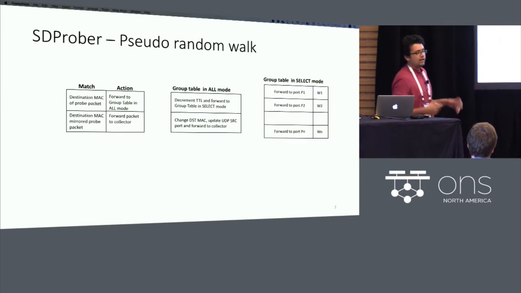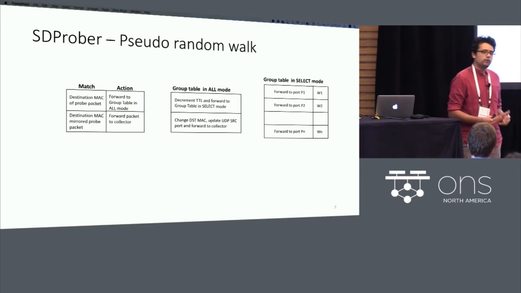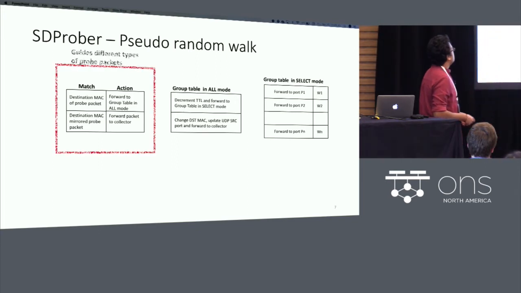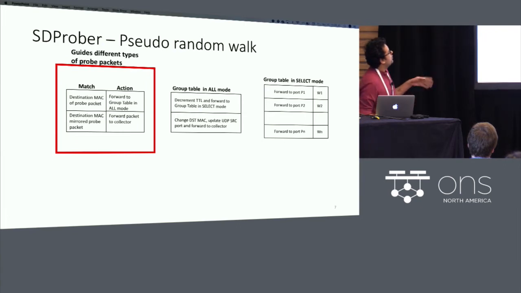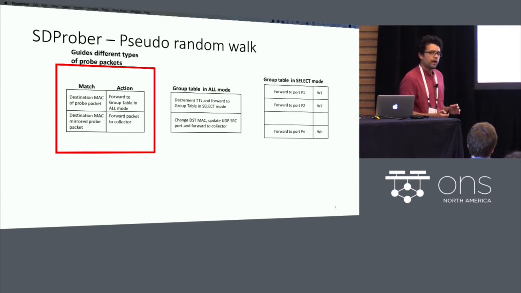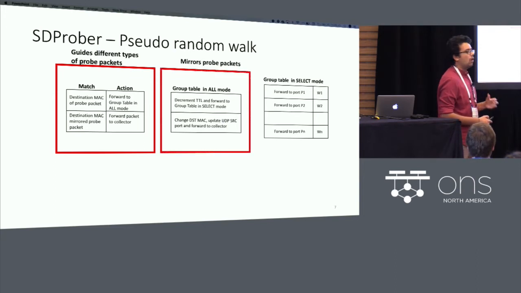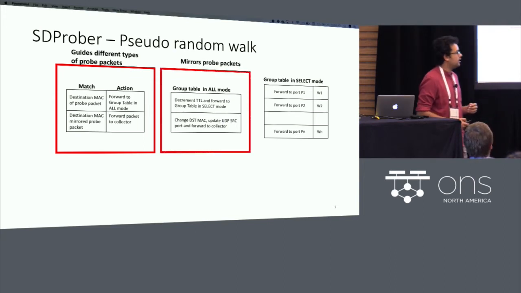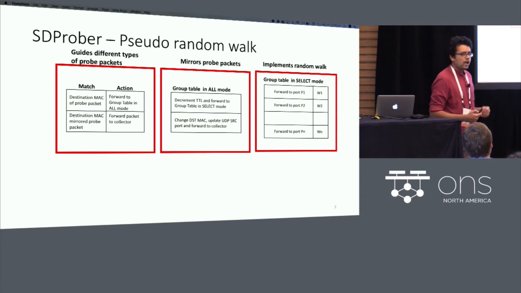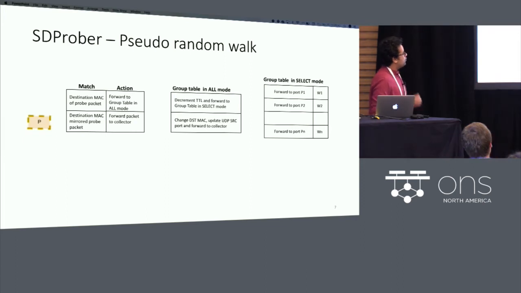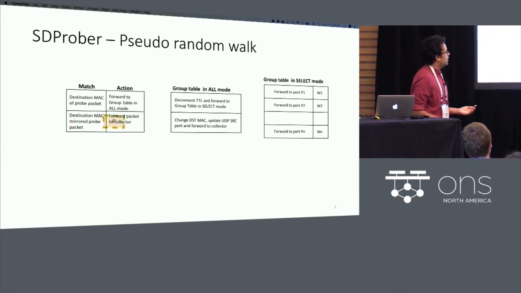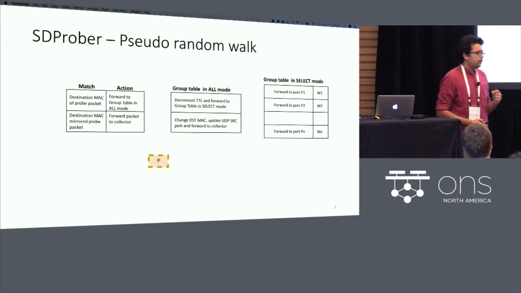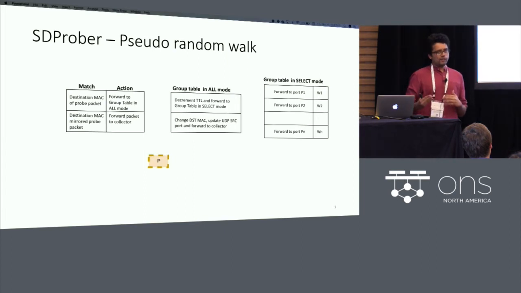We implemented the random walk functionality using OpenFlow, and SDProber uses a mix of both forwarding rules and group tables to implement this. The forwarding table helps to guide the different types of probe packets in the network. The group table in all mode helps in mirroring the probe packet. And finally, the group table in select mode helps in implementing the random walk. So let's take an example. If a mirrored probe packet comes to a node, it matches a rule and gets forwarded to the collector. It's very important to distinguish a probe packet from a mirrored probe packet because you don't want to mirror an already mirrored probe packet.